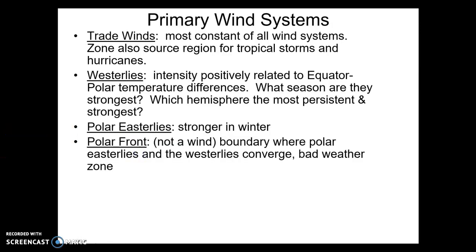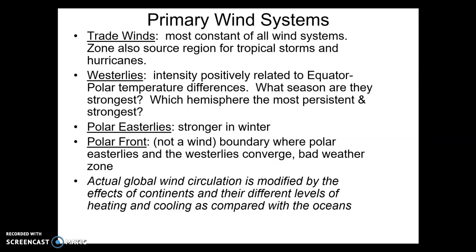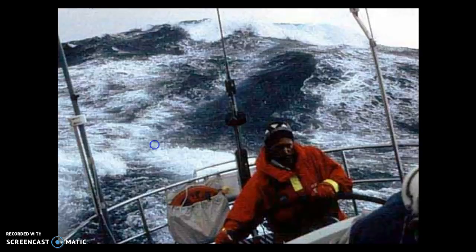The polar front, not something we put on the diagram, is a boundary where the polar easterlies and the westerlies converge, and wherever that happens to be, and it does change its location, we have a bad weather zone there. The actual global wind circulation is modified by the effects of continents and their different levels of heating and cooling as compared with the oceans. Okay, so there's some complexity in that, and we'll talk a little bit about that eventually, but that's not something I want to spend a lot of time on here just because we have so many important things to do.